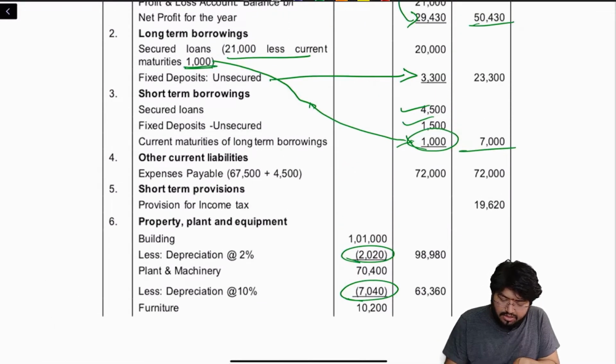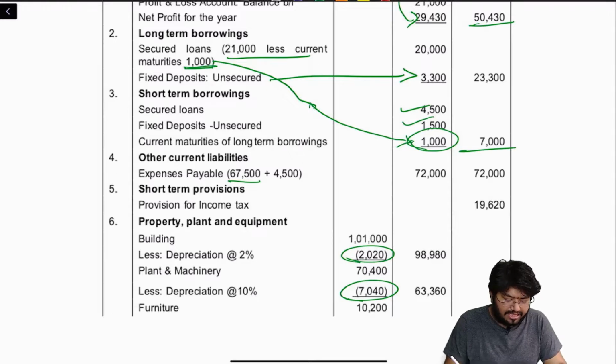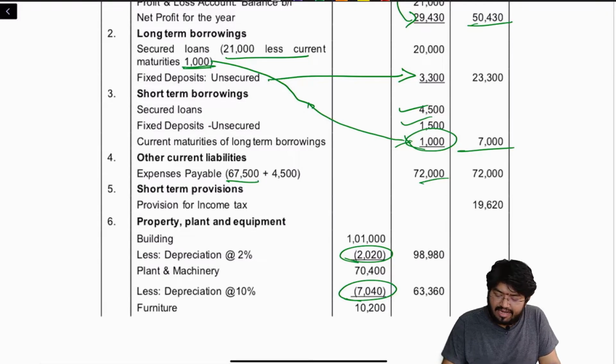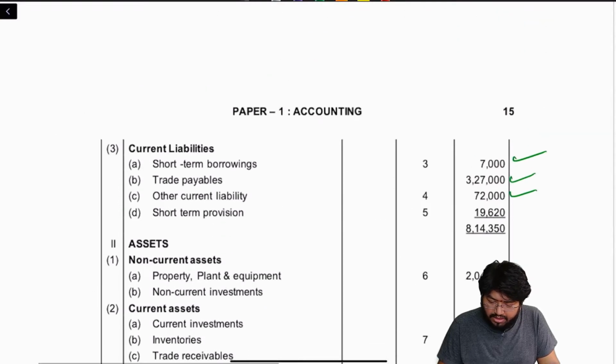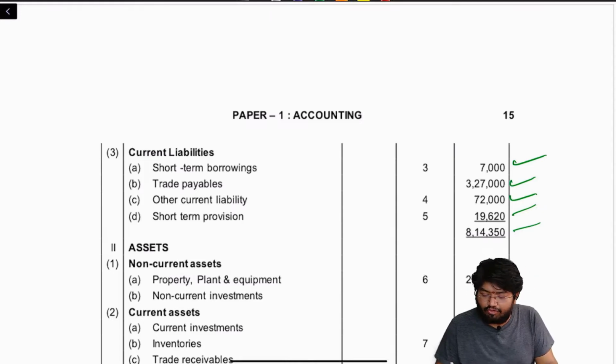Yeah. So, expenses payable 67,500 is actually given. But apart from that, you have your salaries payable for 4,500, right? So, those are added here, all put together. Your manufacturing expenses 67,500 and 4,500, both of these put together 72,000 is what is taken here. Okay. And then provision for tax, already we have calculated 19,620, that is taken. Okay. Now, all of that put together is your balance sheet total of 8,14,350.